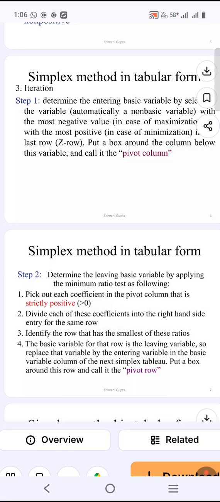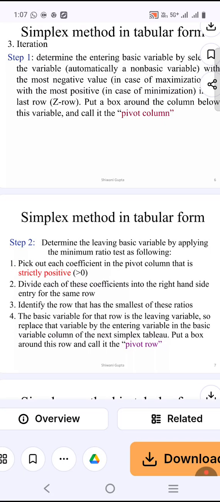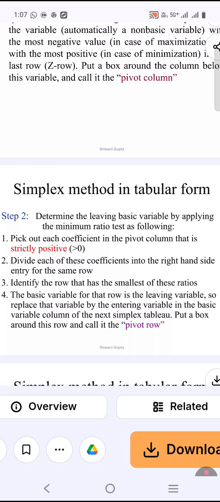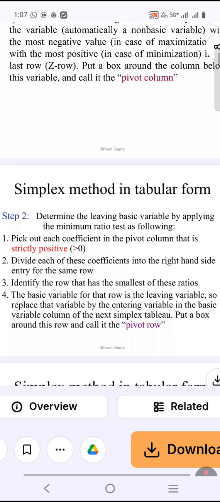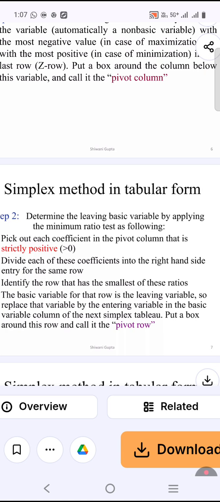Step two: determine the leaving basic variable by applying the minimum ratio test as follows. First, pick out the coefficients in the pivot column that are strictly positive. Second, divide each of these coefficients into the right-hand side entry for the same row. Third, identify the row with the smallest of these ratios. Fourth, the basic variable for this row is the leaving variable, so replace it by the entering variable in the basic variable column of the next simplex tableau. Put a box around this row; it is the pivot row.